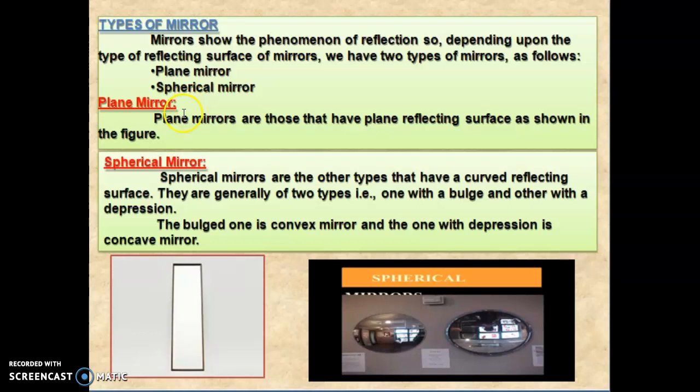Plane mirrors are those that have a plane reflecting surface, that you can see in the figure. So this is a plane mirror and this will be the reflecting surface. The reflecting surface is also a plane, so they are called plane mirrors.